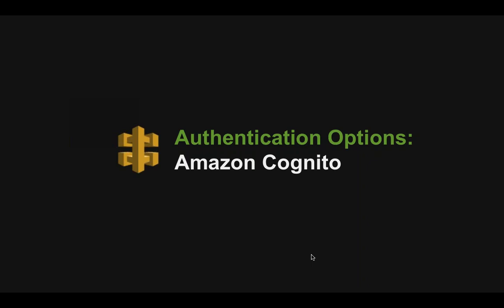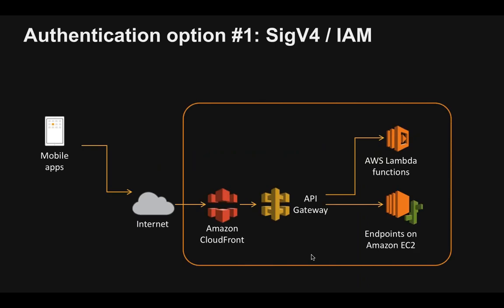So the first option when performing authentication with Amazon Cognito is to utilize signature version 4 or SigV4. You can use SigV4 and IAM policies, or identity and access management policies, to control authentication. So signature version 4, this is an Amazon process to add authentication information to each of those requests.